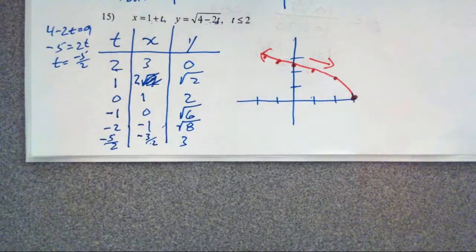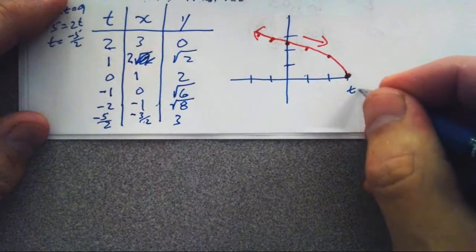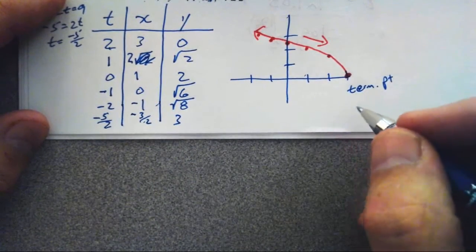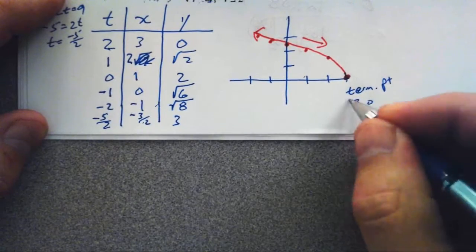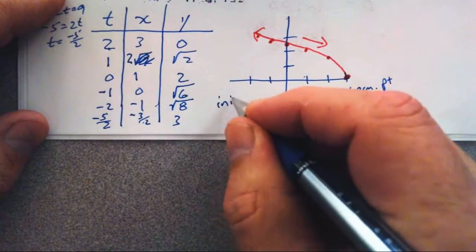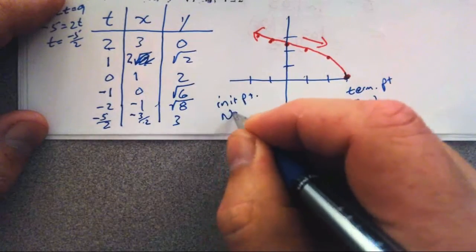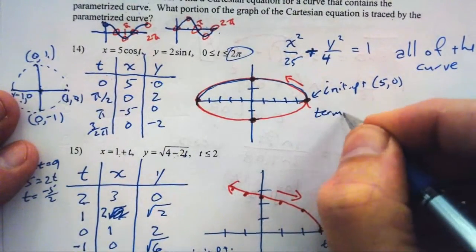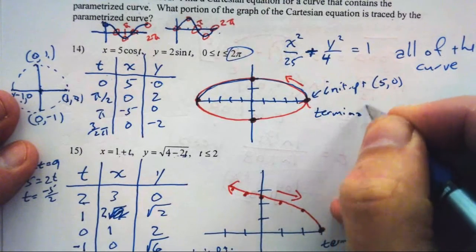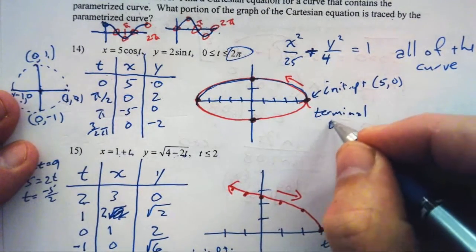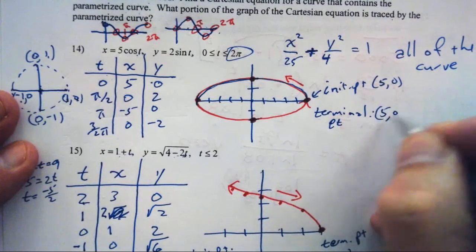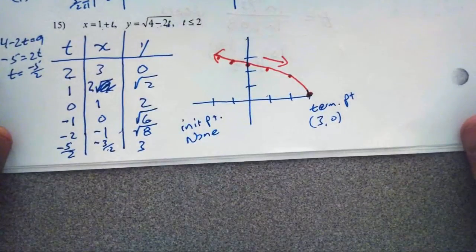Okay, so identify the initial and terminal point. This is the terminal point. Terminal point is 3, 0. Initial point, there is none. On the previous problem, there was a terminal point too, because when I put in 2 pi, I would get the same thing, which is also 5, 0. Forgot that. Got to be careful.